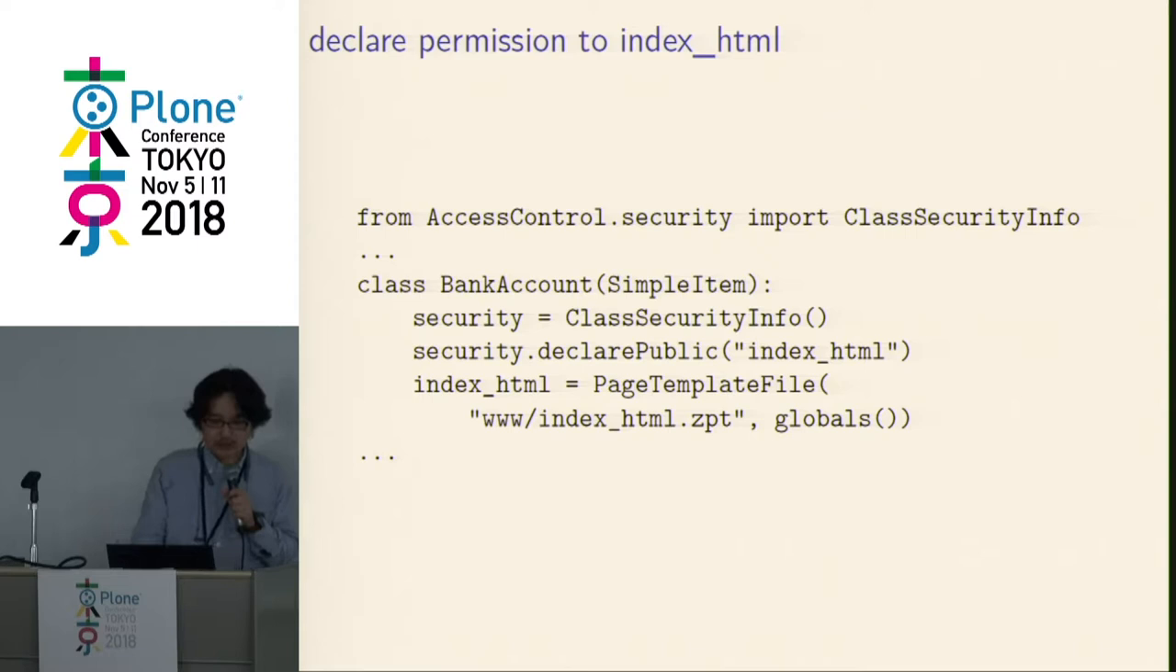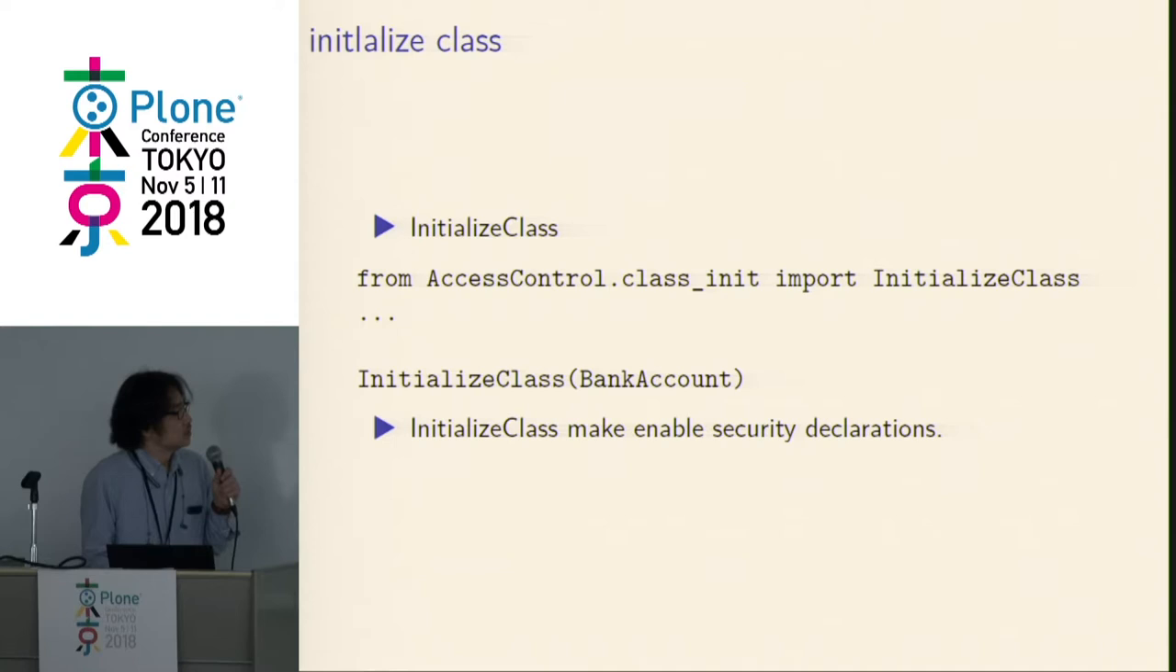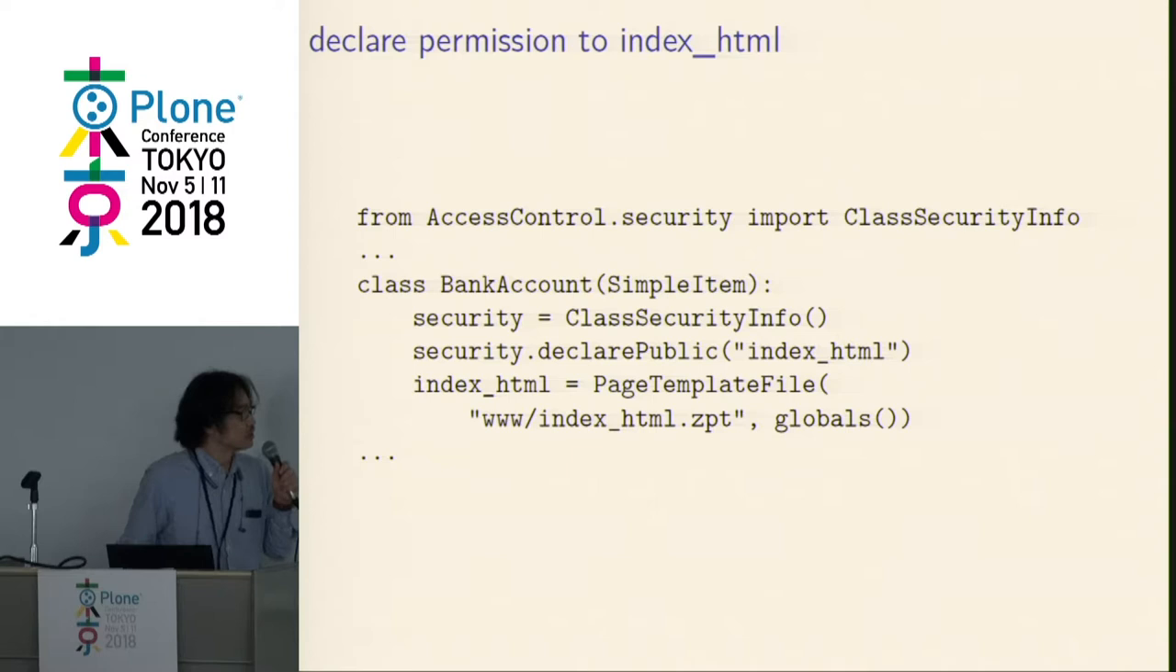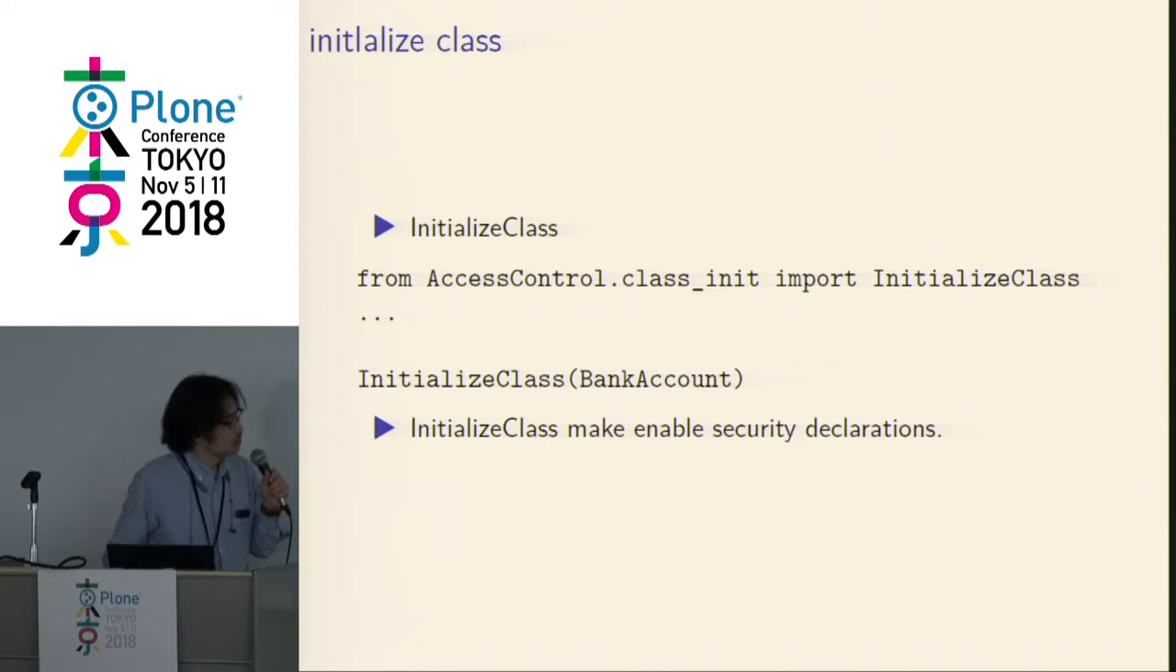Declare permission to index_html using ClassSecurityInfo. Assign ClassSecurityInfo to a class attribute, and call the declarePublic method. And to enable this access control, call the InitializeClass function.